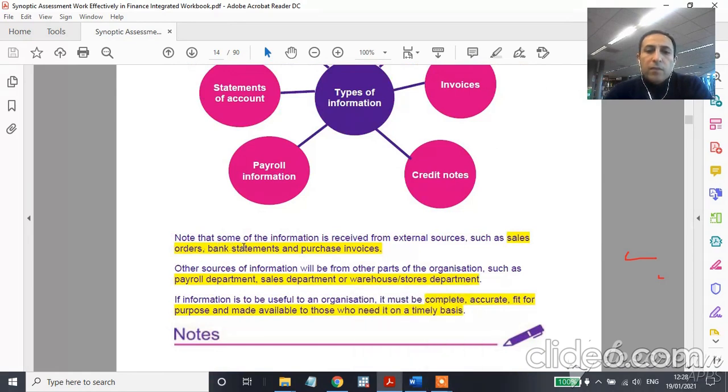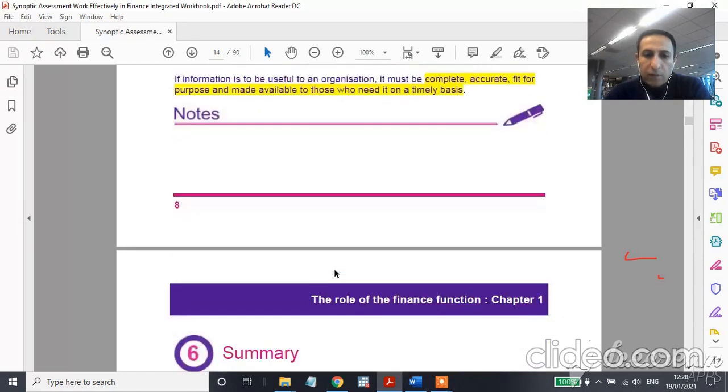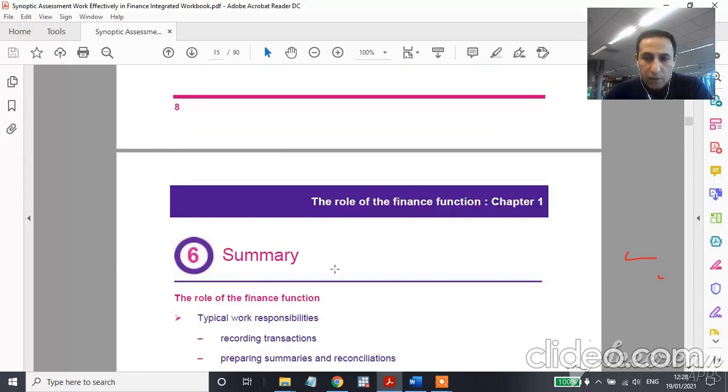Some of this information is received from external sources such as the sales or the bank statements and the purchase invoices, and some of it is from the internal. From the internal, you can control, for example, the payroll department, sales department, warehouse. So these are all internal. Okay, that's all for this chapter.